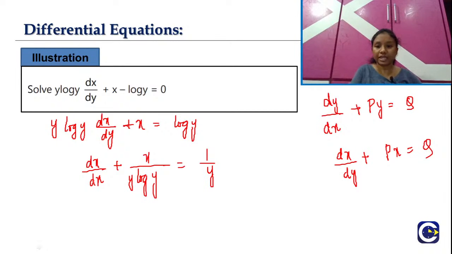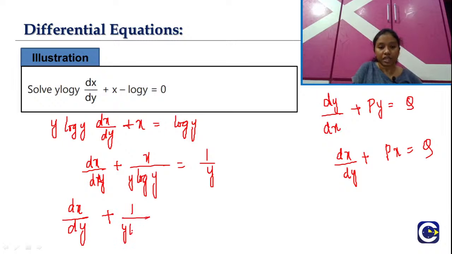Right, so dx by dy plus, and this entire term will become p. Now my differential equation has turned out to be dx by dy plus 1 by y log y into x is equal to 1 by y.